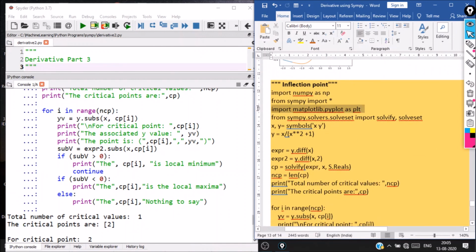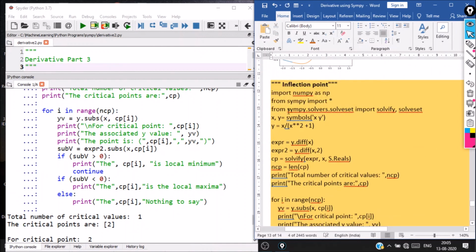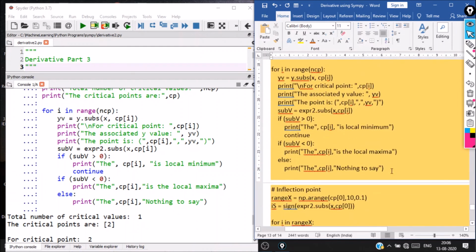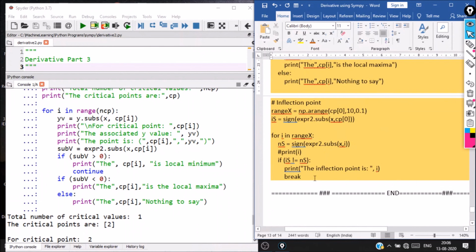So we need import numpy as np and from sympy import asterisk. We need this package also. Then x, y symbols, and y is equal to x by x square plus 1. Here we do the same thing to identify the local maxima and minima, but these are the lines through which we identify whether it is an inflection point or not.